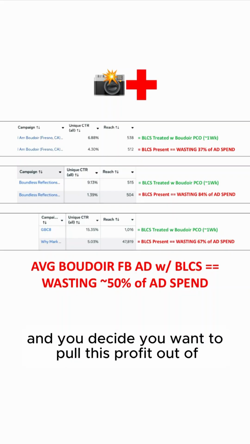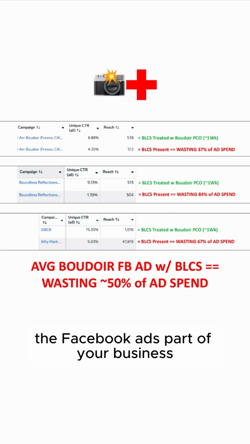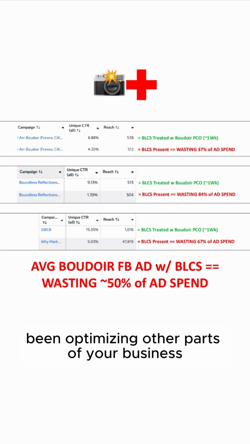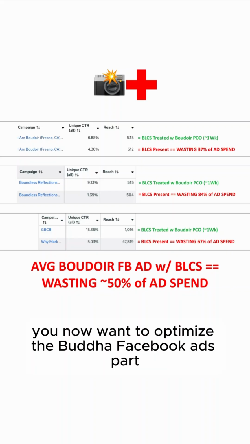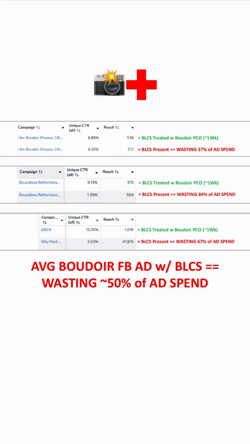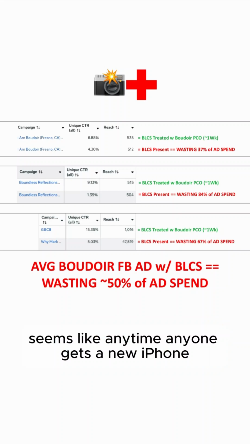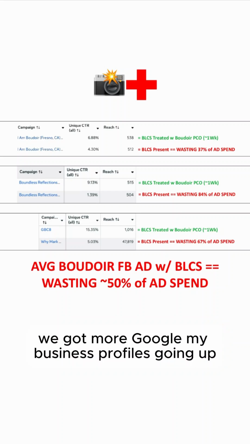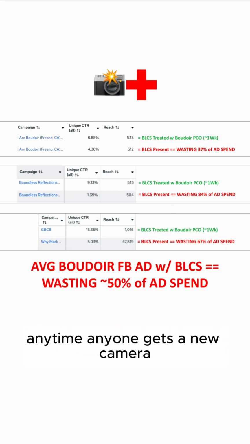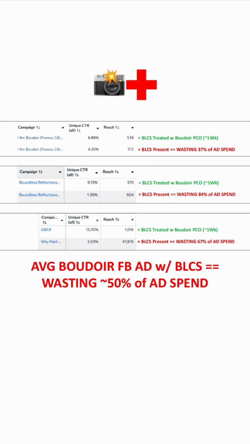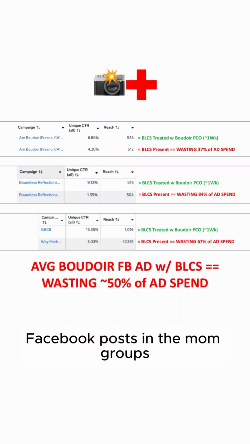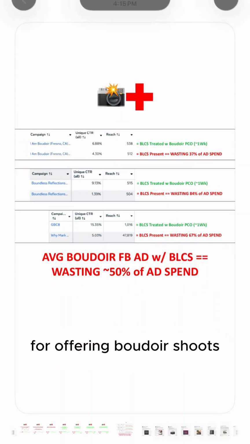And you decide you want to pull this profit out of the Facebook ads part of your business because you've been optimizing other parts of your business. So you now want to optimize the Boudoir Facebook ads part, because you see more women coming into the Boudoir market every single day. Seems like anytime anyone gets a new iPhone, we got more Google My Business profiles going up. Anytime anyone gets a new camera, we're getting more Facebook posts in the mom groups offering boudoir shoots.